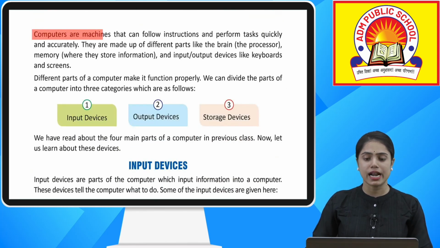Computers are machines that can follow instructions and perform tasks quickly and accurately. They are made up of different parts like the brain, the processor, memory, where they store information, and input or output devices like keyboards and screen.